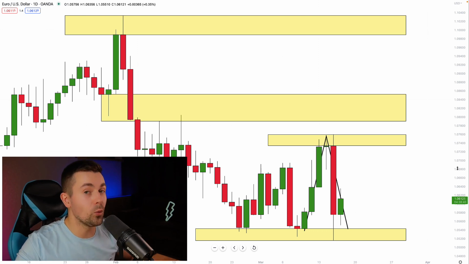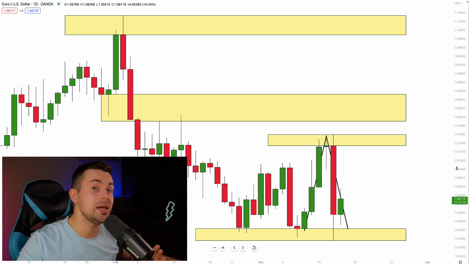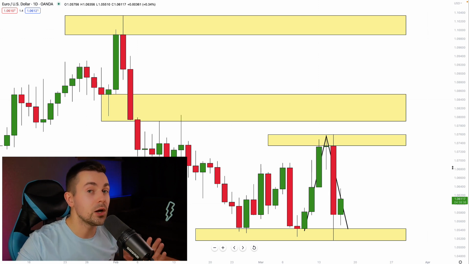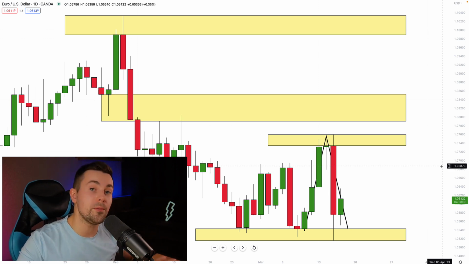Remember, traders, to always spot the invalid key levels and to take them away from your charts. Remember that we trade only from valid key levels.